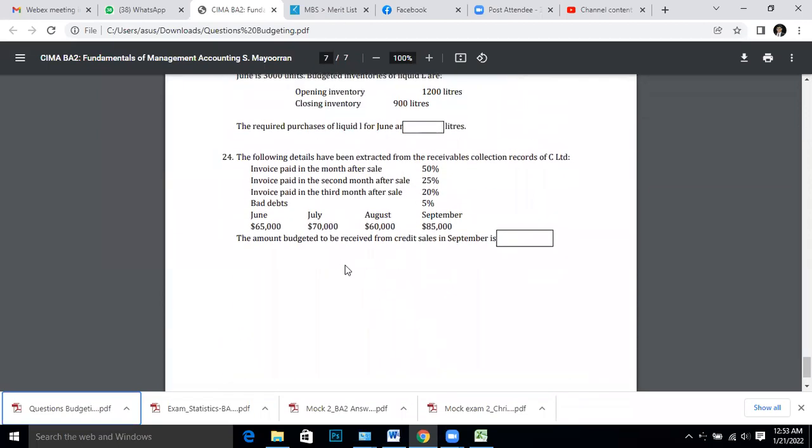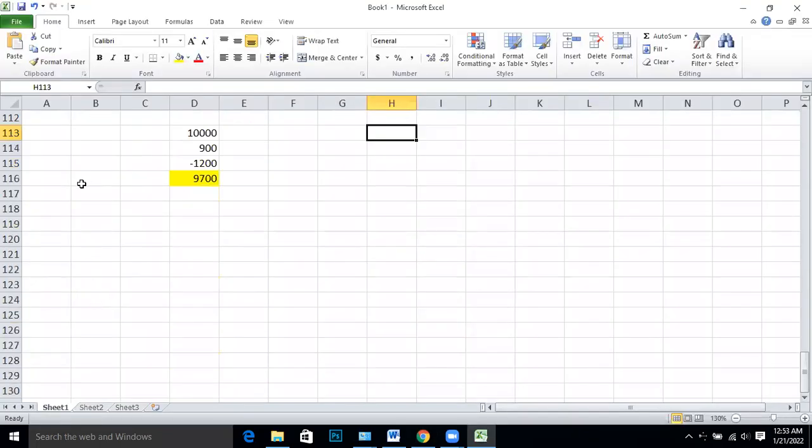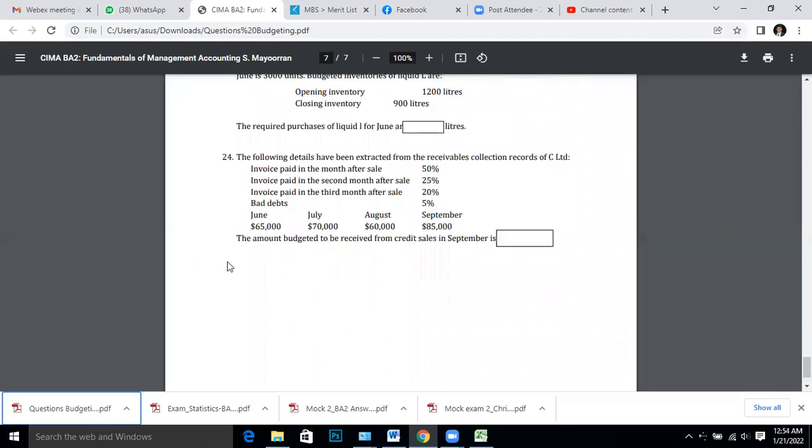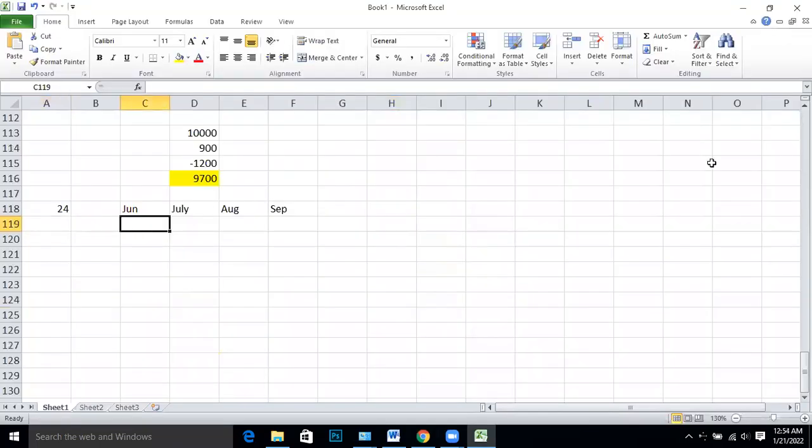Last one. It's about the budget to be received in September. June, July, August, September. $65, $70, $60, $85.